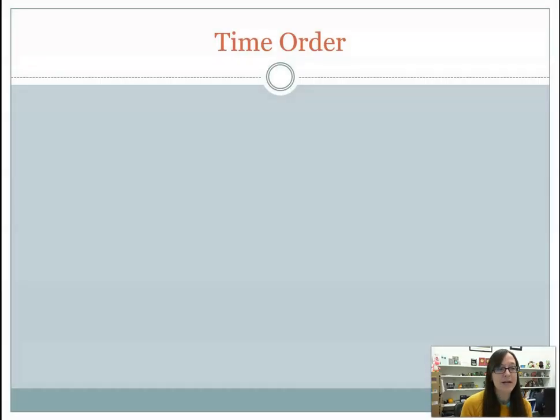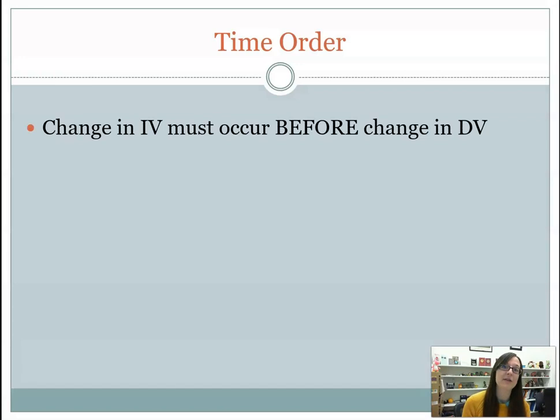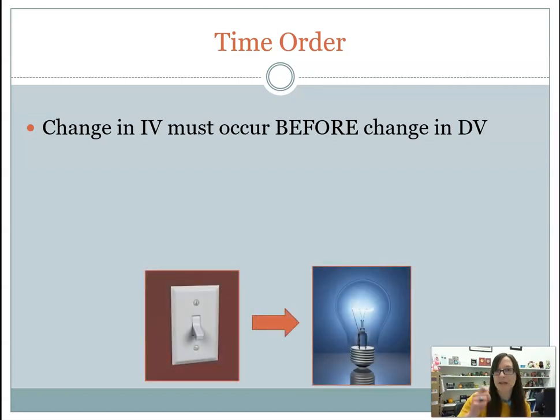But then the next requirement is what's called time order, which basically just means that the change in the independent variable has to happen before the change in the dependent variable. So the change in the thing that you think is having the causal effect has to happen first. Because if the thing that is being caused happens first, then of course it's not being caused by something that hasn't happened yet. This is something simple, like you flick a light switch and then the light comes on. If the light was already on and then you flick the light switch, clearly that light switch didn't turn that light on.